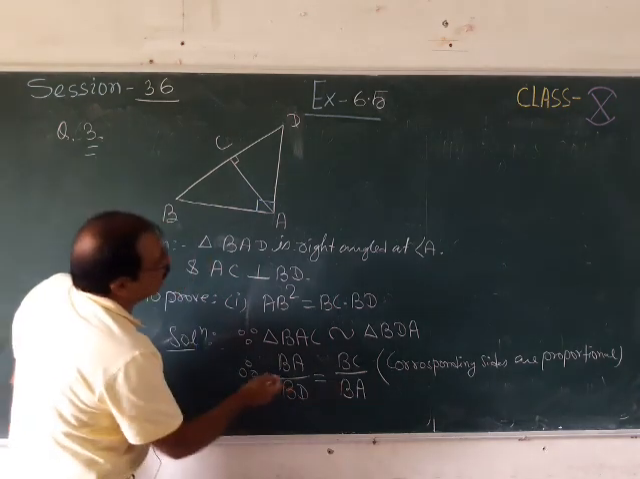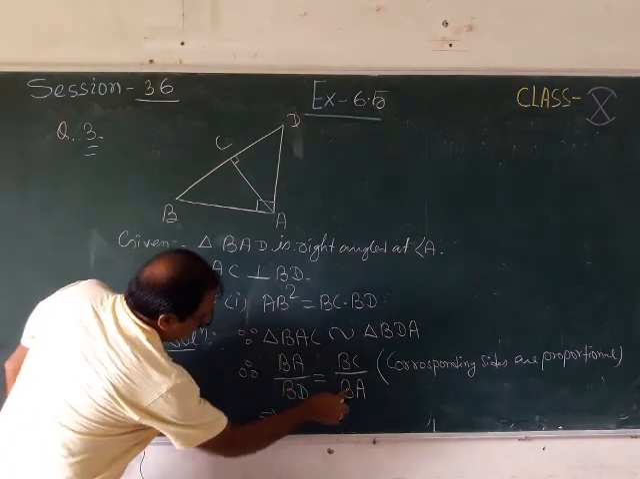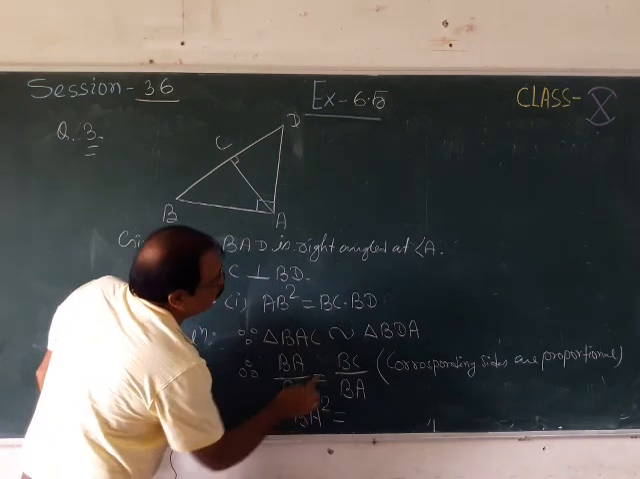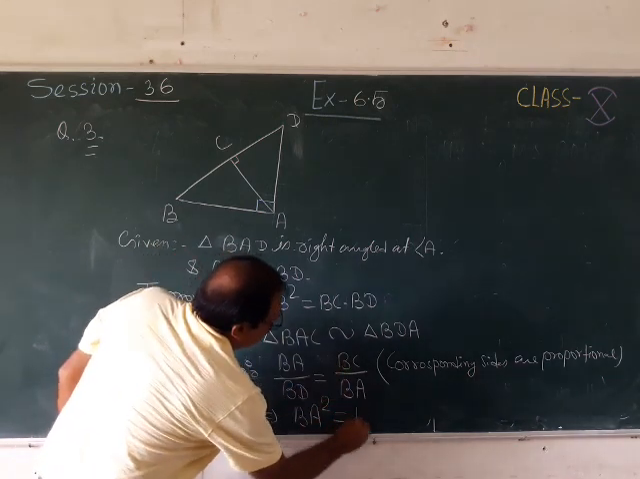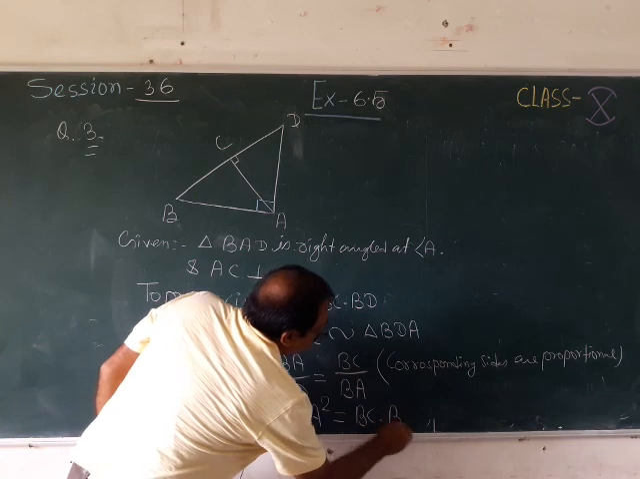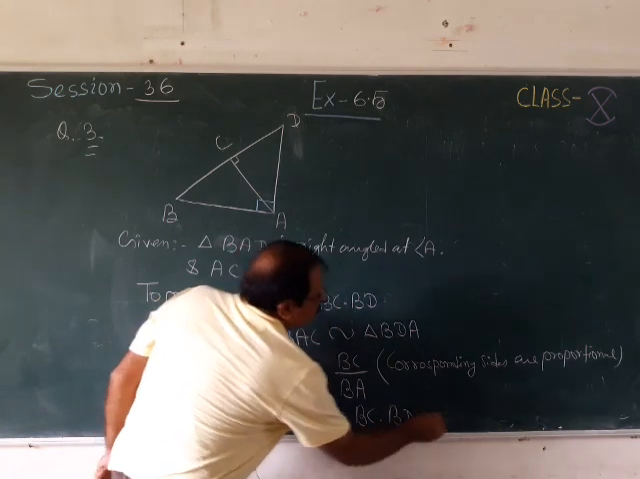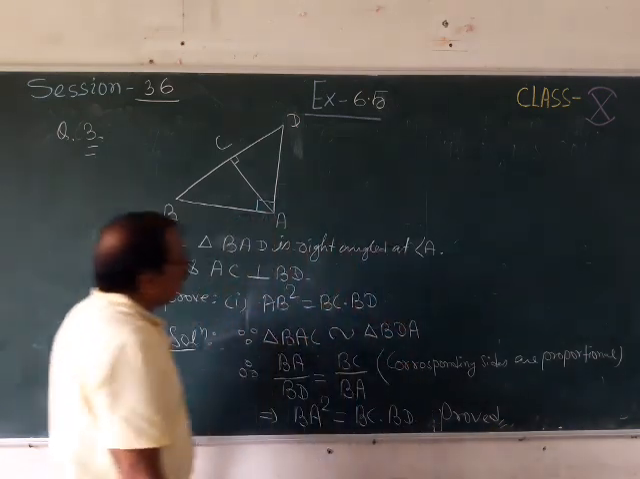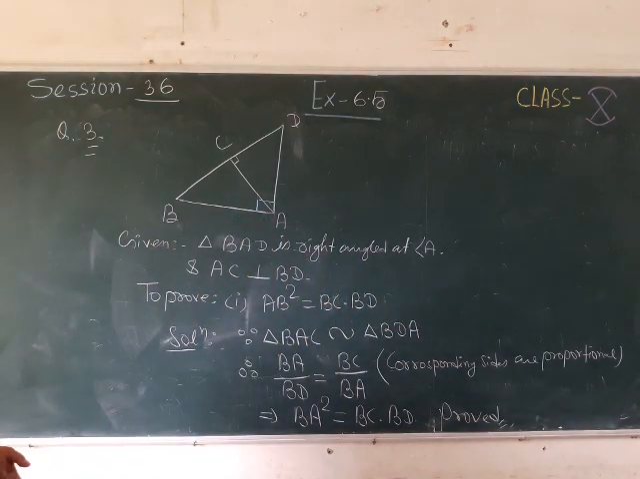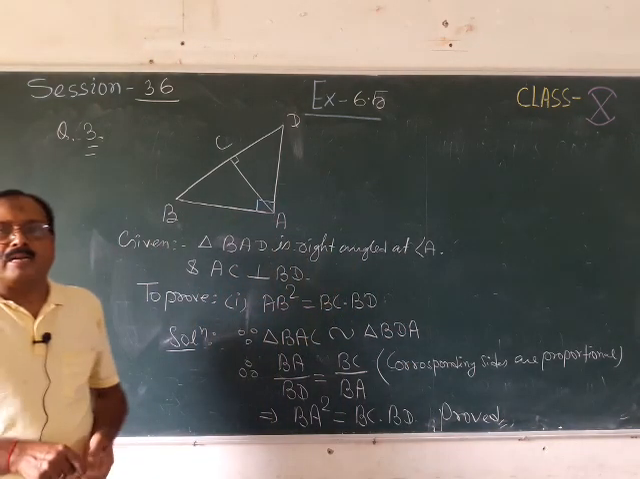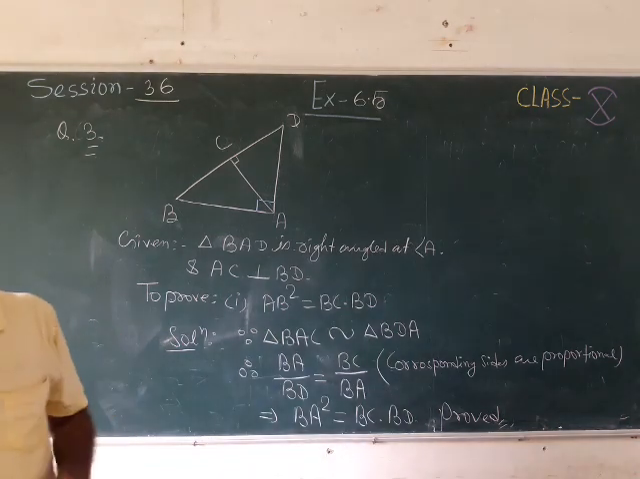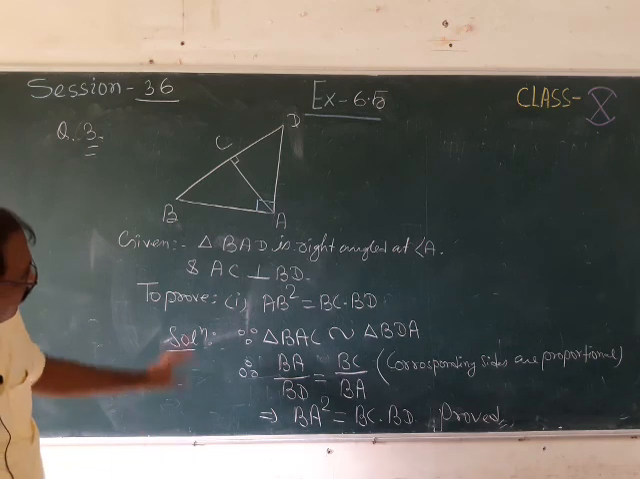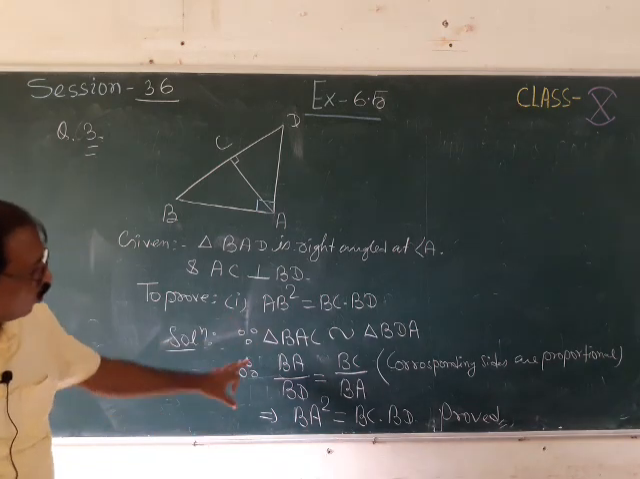Now just cross multiply this. Then you will multiply BA and BA, it will give you BA square, and that is equal to BC into BD. So it is proved. So these are the applications of Pythagoras theorem and its converse that can be used in doing those questions. The first question is proved.